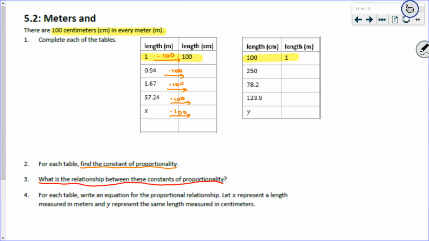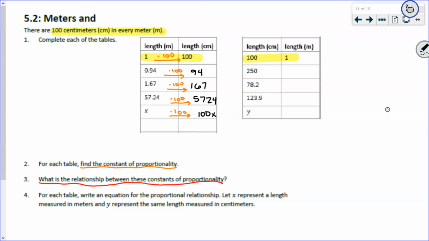So 94 hundredths multiplied by 100 gives me what, Dakota? 94. And 1 and 67 hundredths multiplied by 100 gives me what, Luke? Yep, you got it. And 57 and 24 hundredths multiplied by 100, Hayden? 5,724. And what about when I have an x instead and I go across the table and multiply it by 100? I get what, Chandon? Yeah, either way. You can say x times 100, but even better, 100x. Either way would have worked, yes.